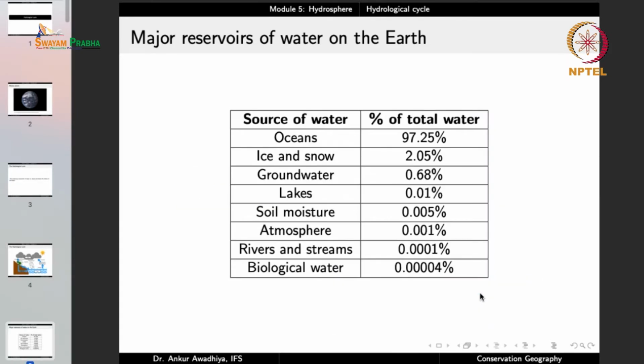And the hydrological cycle moves water through all the different reservoirs of water on the planet. So we saw that the oceans are the largest reservoir. Around 97.25% of water is there in the oceans. Then we have ice and snow, groundwater, lakes, soil moisture, atmosphere, rivers and streams, and biological water. So the water cycle is moving water through all of these reservoirs.